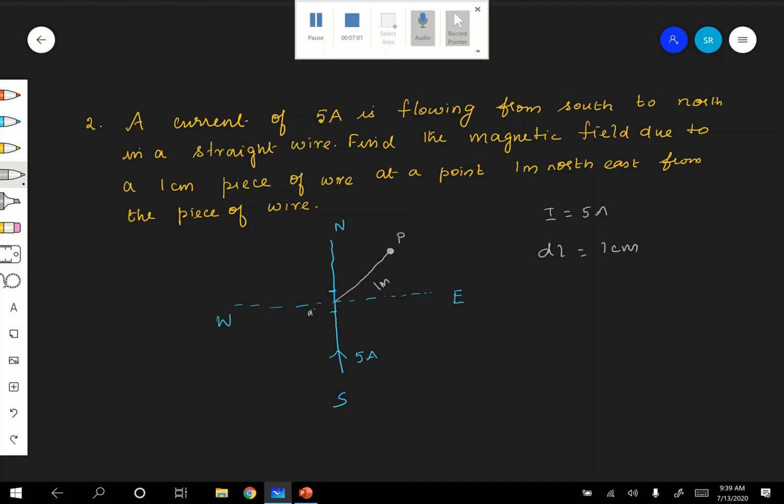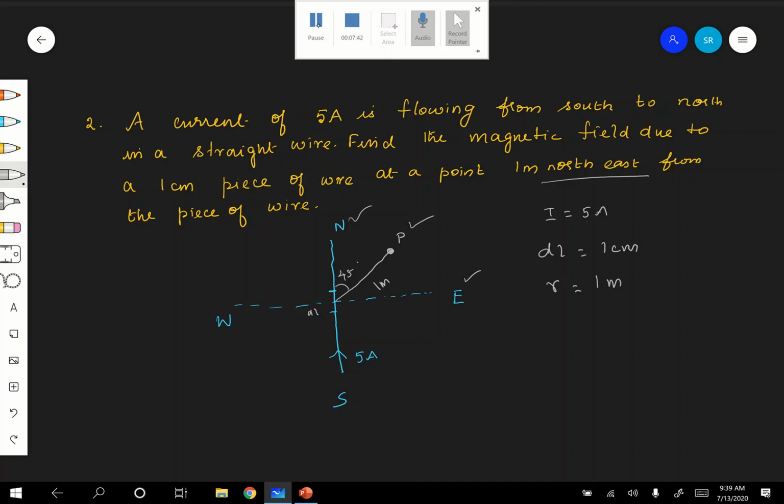Okay, this is dl. Therefore dl is equal to 1 centimeter, r is equal to 1 meter, and here it says northeast, so I have to first mark that. Northeast means P is here, that's why I kept P here. Northeast from the piece of the wire, therefore it is north and this is east, so it is at northeast to the piece of the wire. Usually in that case you have to take the angle as the middle, 45 degrees.